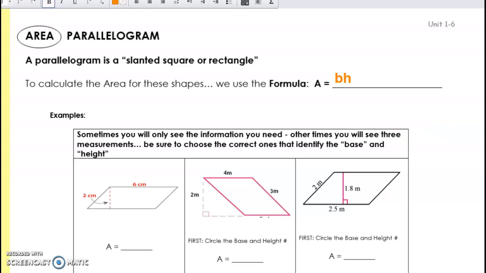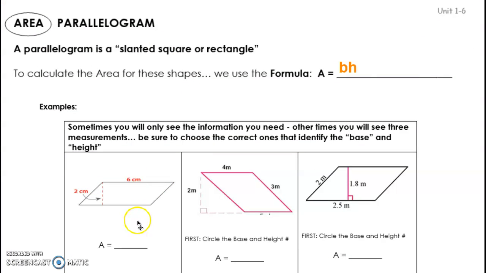So taking a look at some examples, sometimes you're only going to see the information you need. Other times you're going to have to figure out what numbers we need. Okay, so taking a look at some examples here at the bottom, again, your formula is area equals base times height. Describing what those variables are, your base is typically the number on the bottom of the figure, or it can also just be the horizontal value. The horizontal value is typically your base.